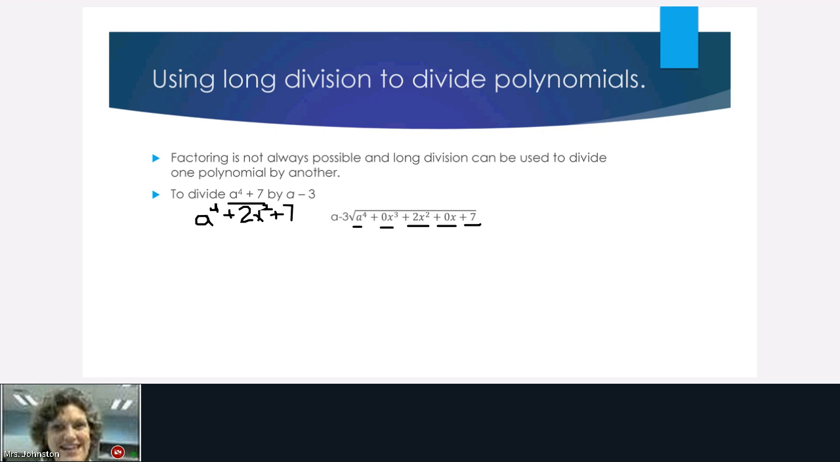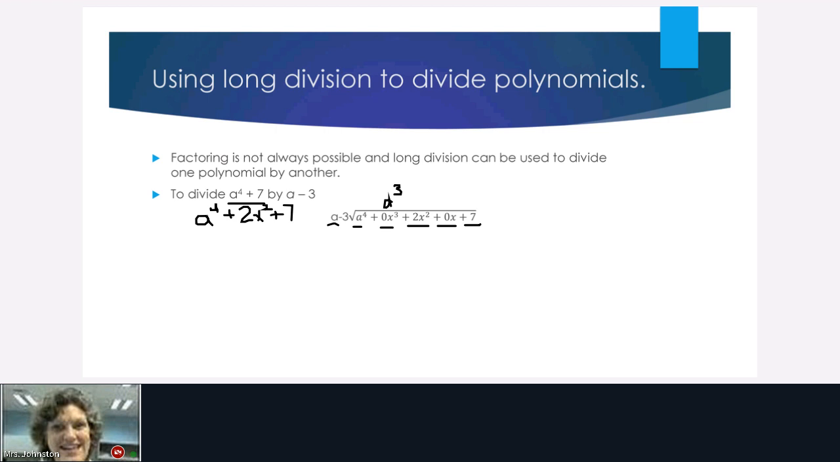Here's the way you think it through. I know that this a in my binomial divisor has to multiply by something to become a to the fourth power. That means I need 3 more powers of a. So I'm going to multiply by a cubed. And because it's in the a cubed column, I'm going to put it right here.